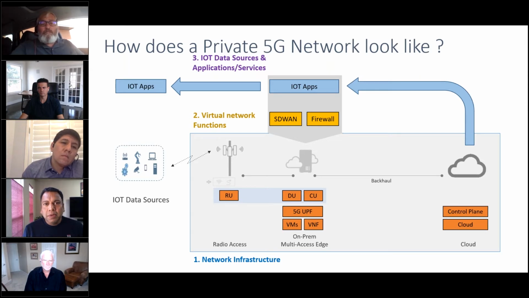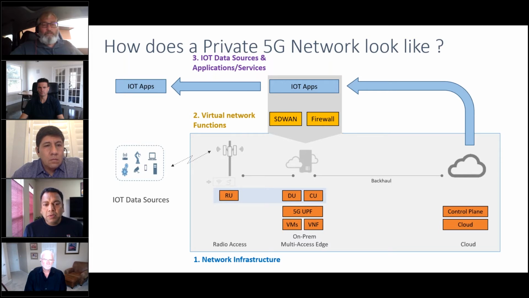The reason why the applications are really important in the context of private network is because the problem starts with a use case. An enterprise has a use case or a problem that they are trying to solve. Private network, like the cellular technology, is just a means to solve that problem.